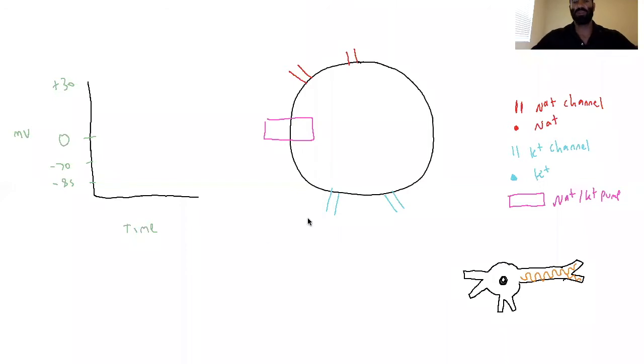All right, everyone, for the next part of the lecture, we are going to talk about generating an action potential. Now, as we talked about, I'm just going to finish this by putting gates onto these channels. These are going to be channel gates.